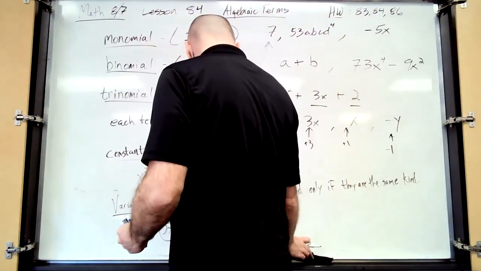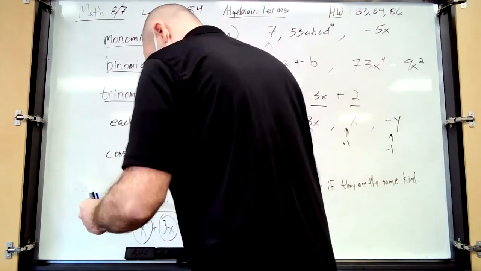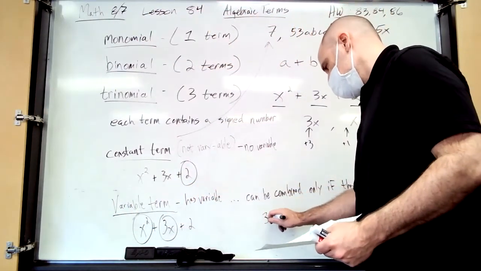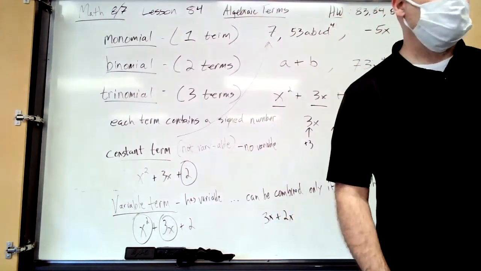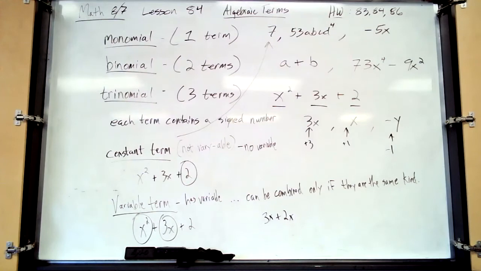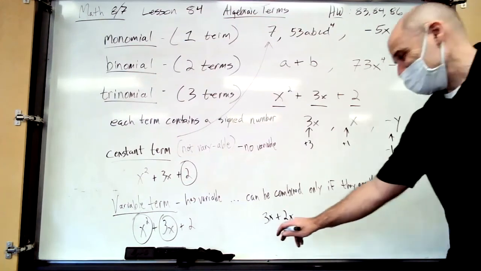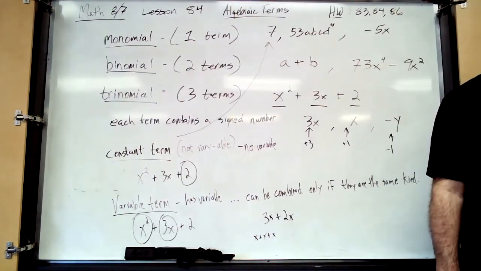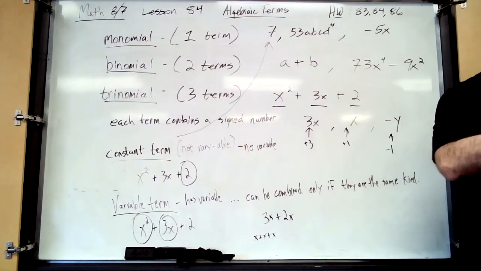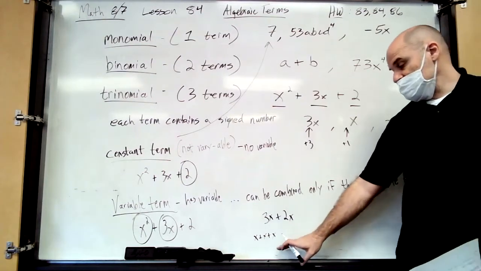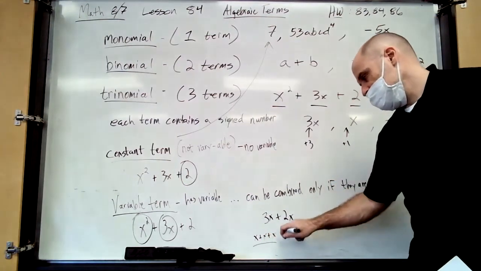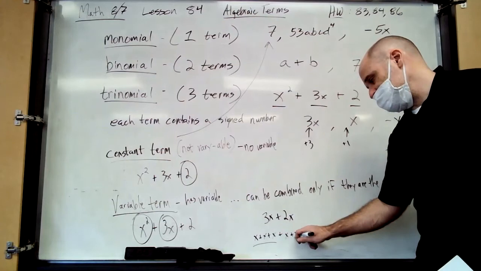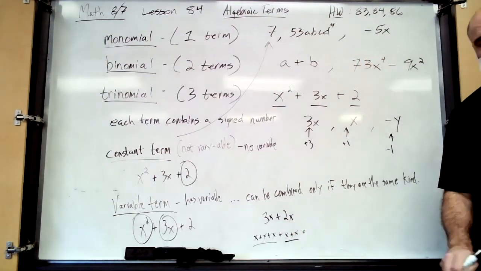Let's try 3x plus 2x. What do you think 3x plus 2x equals? 5x. So what's 3x mean? What's 3 times x mean? That means x plus x plus x, right? That's what it means to multiply, right? So 3 times 5 would mean 5 plus 5 plus 5, right? So 3 times x would be x plus x plus x. Plus 2x, well, that's just x plus x.